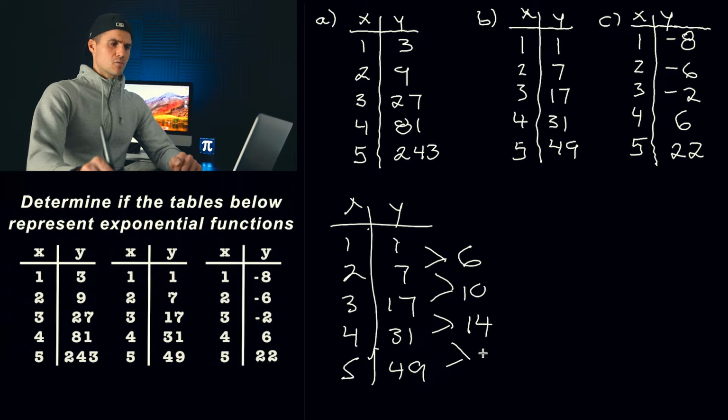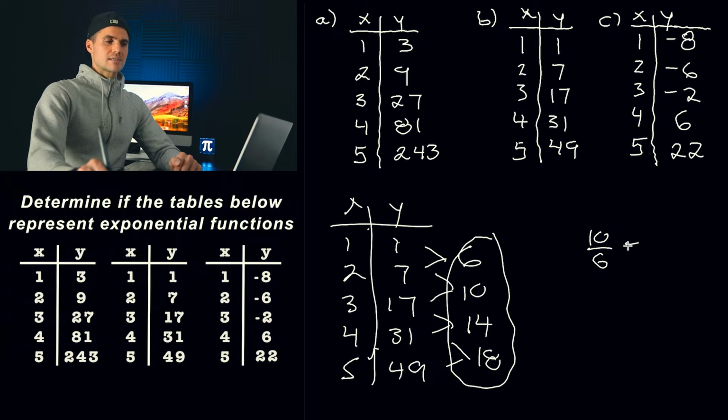14 is going to be what? 18. And notice that these first differences, they don't have a common ratio, right? 10 divided by 6 is not equal to 14 divided by 10, which is not equal to 18 divided by 14. And only one of them doesn't have to equal, not all three of them.